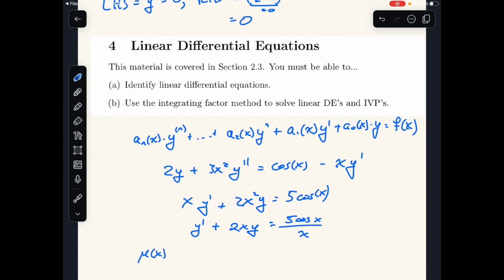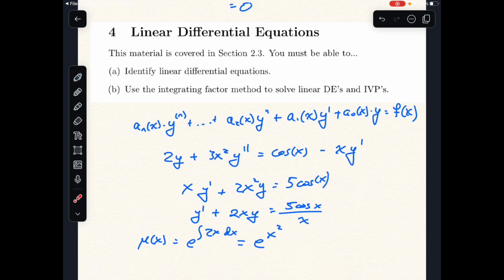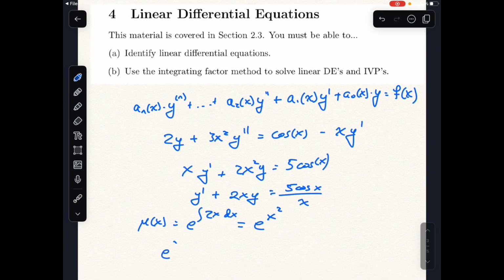Then you figure out your integrating factor. It's going to be the function mu of x equals e to the integral of whatever the new coefficient of y is after normalizing. So this would just be e to the x squared. In some situations, you might be able to simplify this, like if you had e to the ln of something, then you could cancel the e to the ln. In this case there's no ln, so this is as simplified as it gets. And then you would multiply both sides of the equation by that integrating factor.